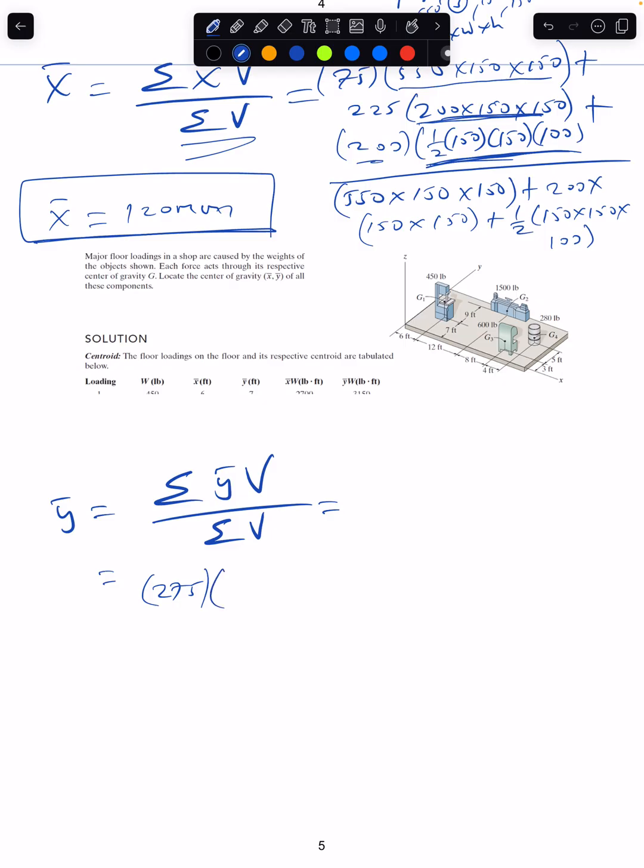And we've spoken about the volume. It's length times width times height. And that will become what? 150.